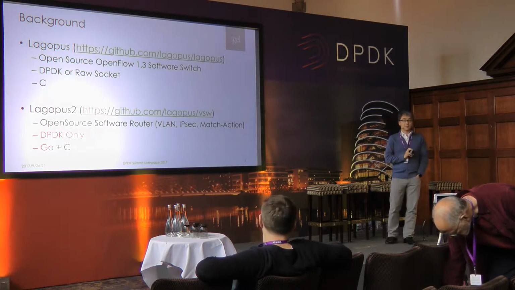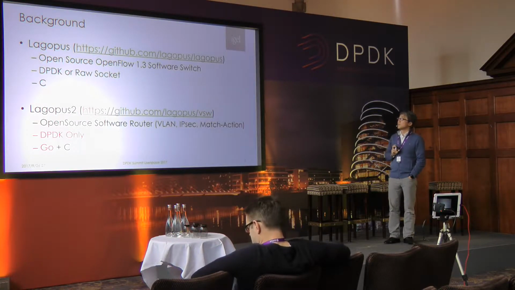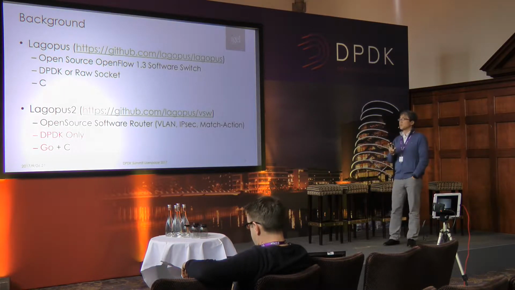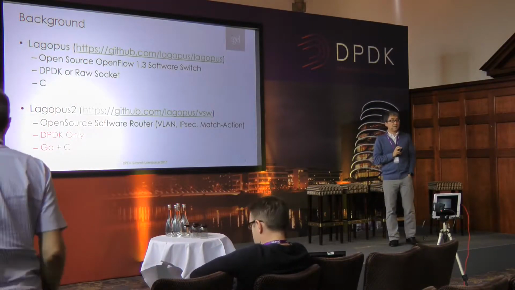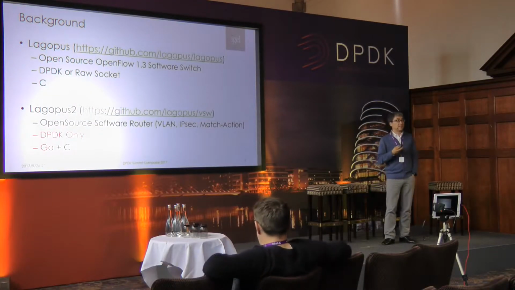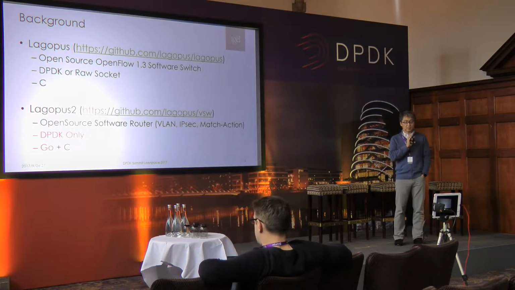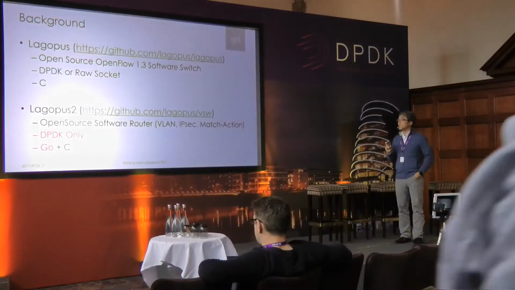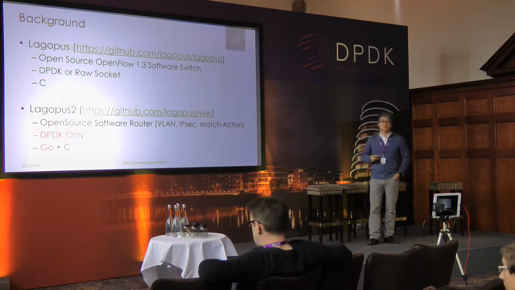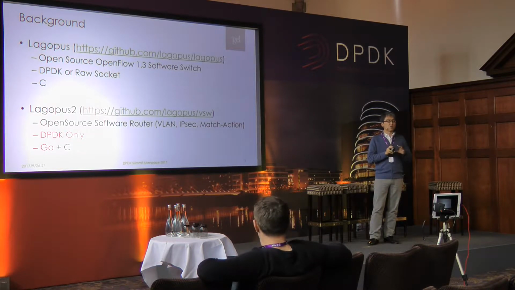We've been developing a software switch in a previous project using DPDK, called Lagopus, which was sponsored by NTT. In that project we used DPDK and the raw socket, everything written in C. After we released Lagopus, we discussed internally with NTT, and after considering extensibility and adding more features, we decided to use DPDK only, with no support for the raw socket, and to use Go to write the core part of the router.